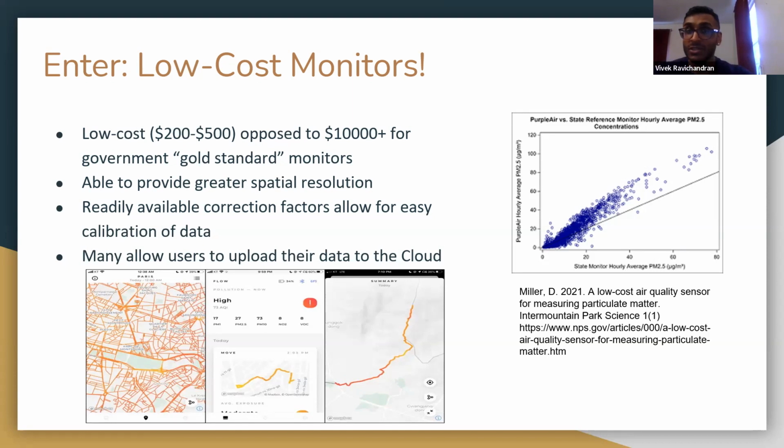Additionally, the benefits of low-cost monitors and community science techniques is that users such as us can upload this information directly to the cloud. So this makes it publicly accessible, this makes it transparent, and you can see exactly at the block level, at the street level, what your exposure actually is.